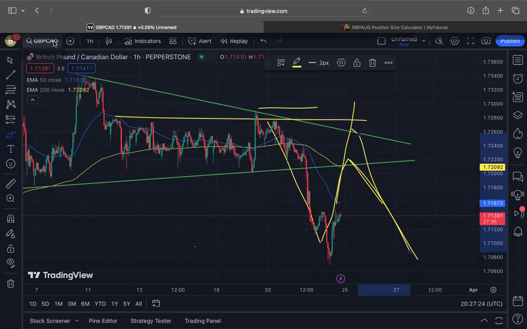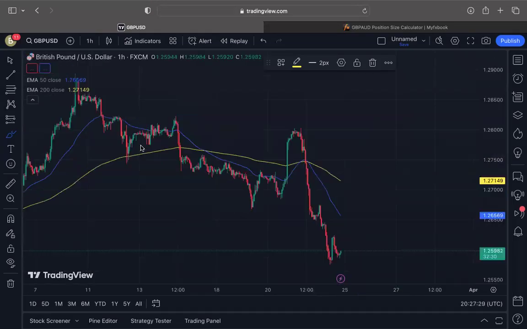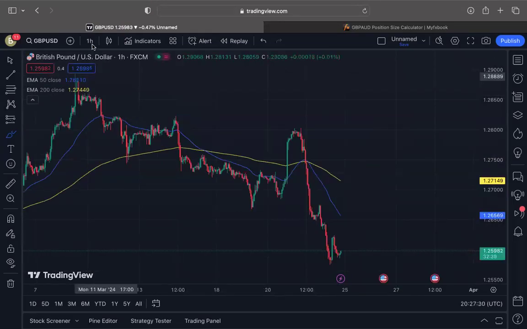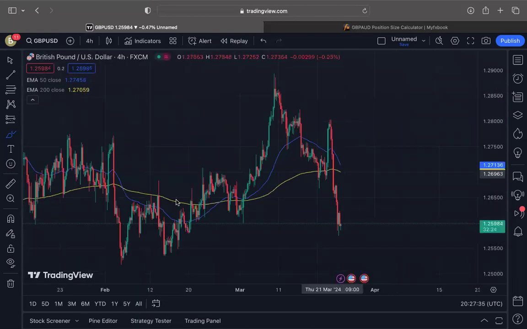So this is the first pair we're going to be looking at. Let's try different pairs with the same rules. I'm going to be trading the GBP USD. So the same rules again. We go down to the four-hour time frame. What's the trend on the four-hour time frame? This is the first thing.